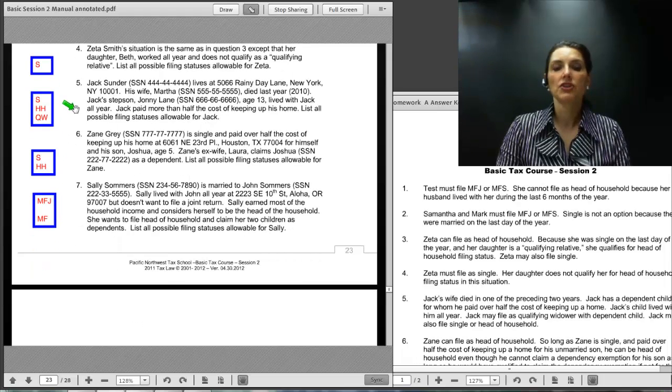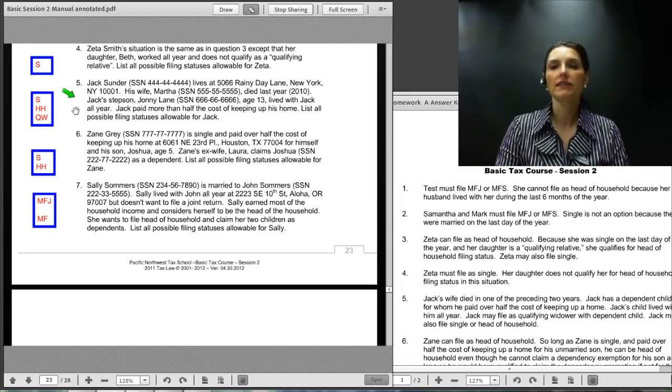Number 5, Jack Sunder lives at 5066 Rainy Day Lane in New York. His wife Martha died in 2010, 1 year ago. And Jack's stepson Johnny Lane, age 13, lived with Jack all year. Jack paid more than half the cost of keeping up his home. List all of the possible filing statuses allowable for Jack.